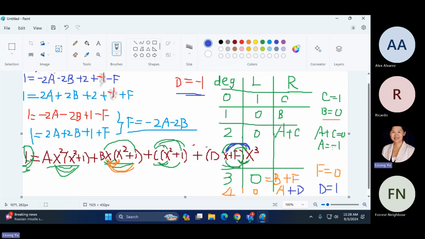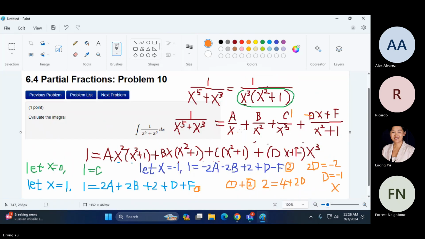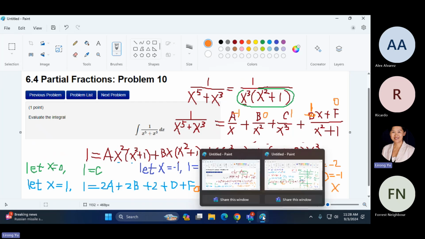Have you guys done this question already? No? Okay. So based on what we already have, A is -1, and B was 0. And that was supposed to be +1. D is +1, F is 0. So then the whole thing is now expanded into this equation.